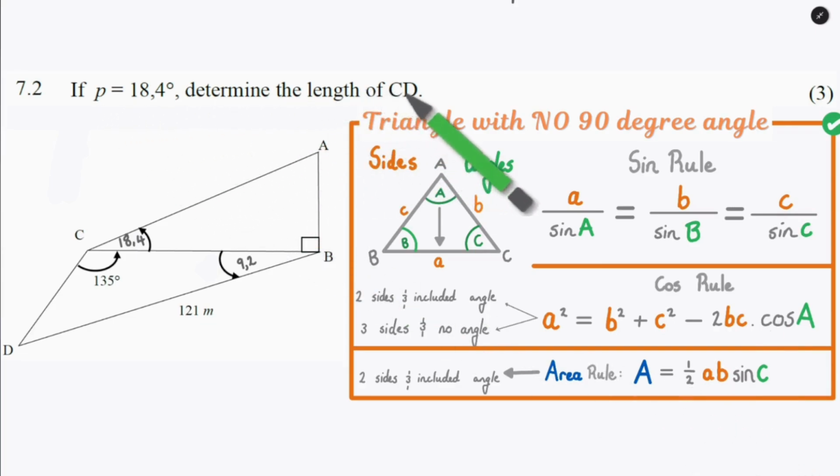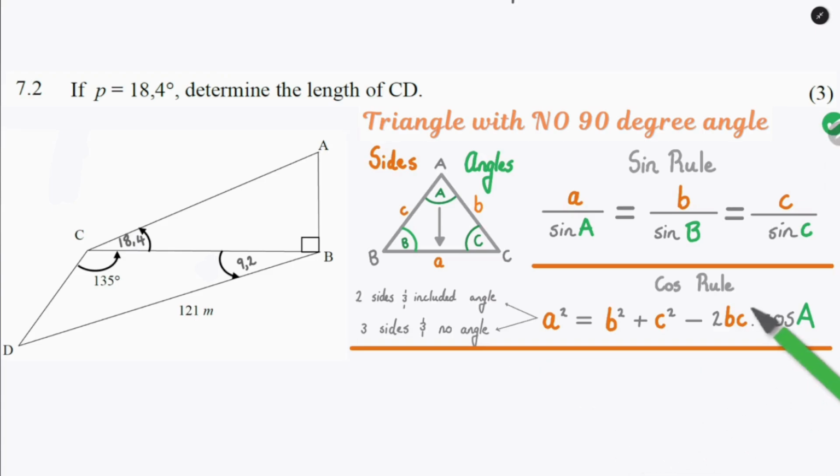Now they've mentioned nothing of area here. They don't want me to calculate area. They haven't given me area. So we're going to scrap the area rule. So it's between the cos rule and the sine rule.